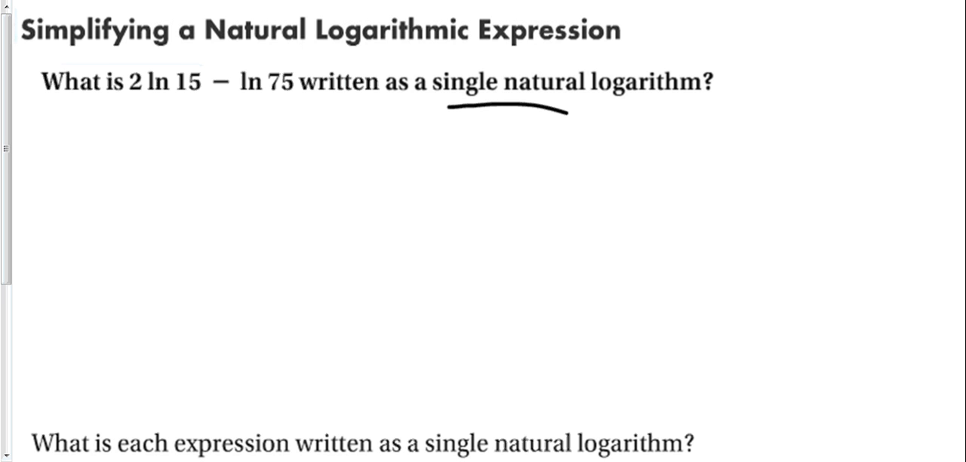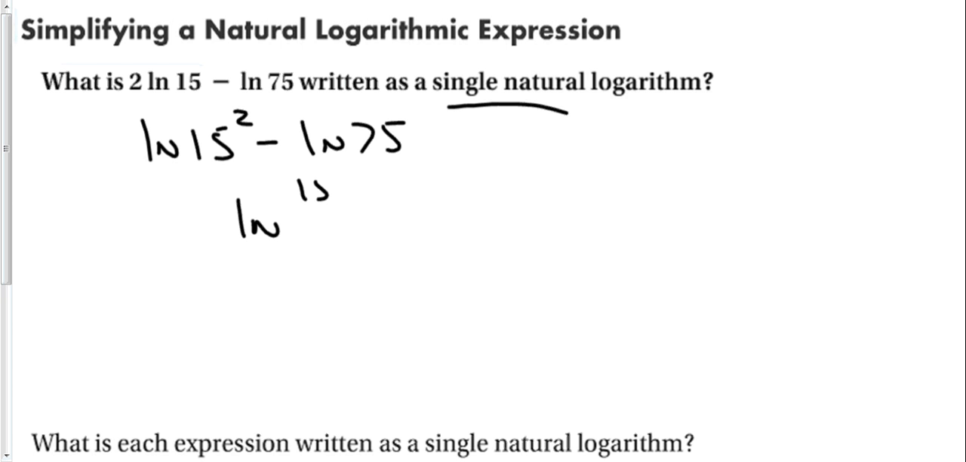So to write this as a single natural logarithm, well, first, I see a 2 in the front, so I would use the power rule, and the minus right here tells me that I would use the quotient rule. So let's do the power rule first. So ln of 15 squared minus the natural log of 75, and now we simplify the natural log of 15 squared over 75. We can simplify that even further to be the natural log of 3. And then from there, we can evaluate this on a calculator, but it's now simplified.